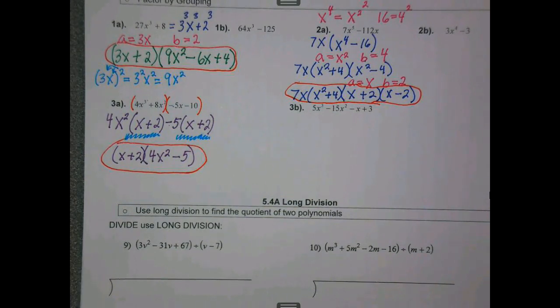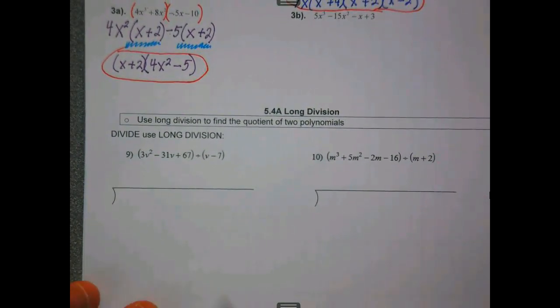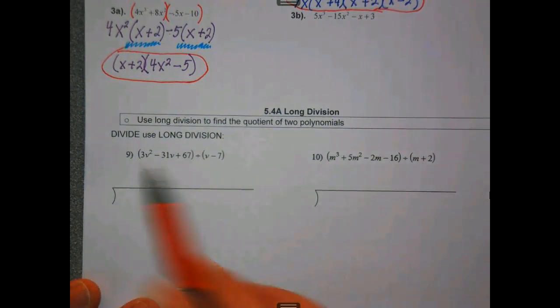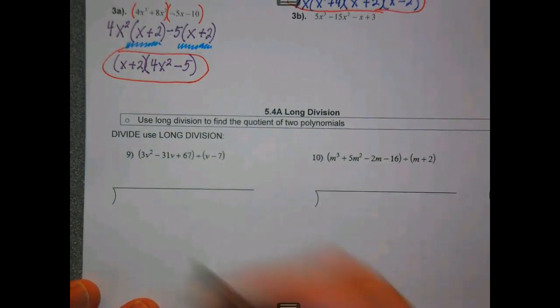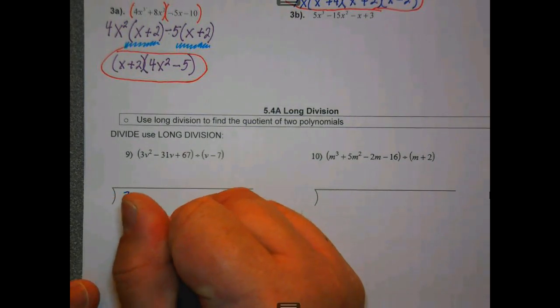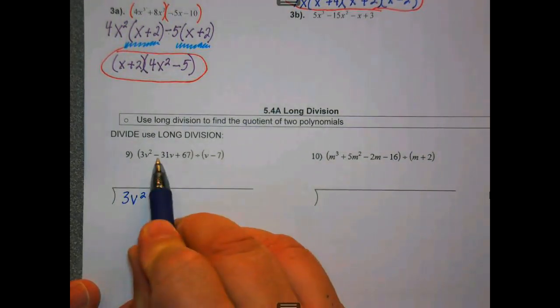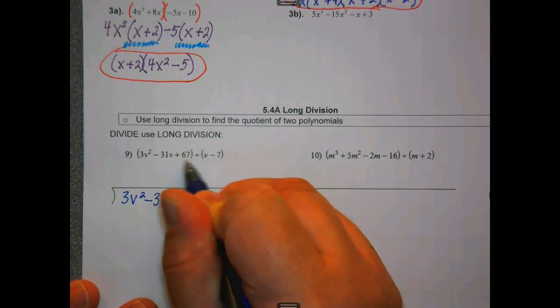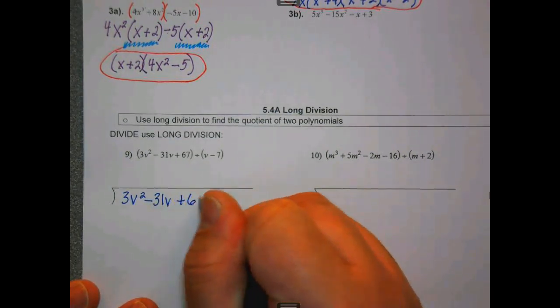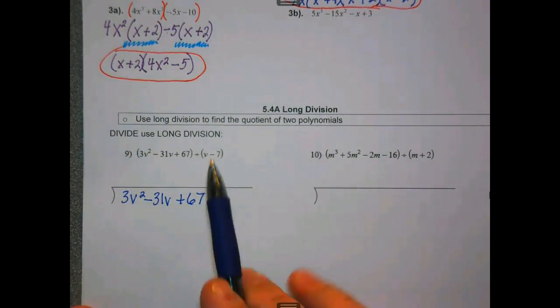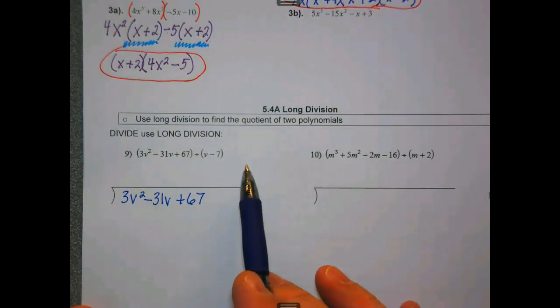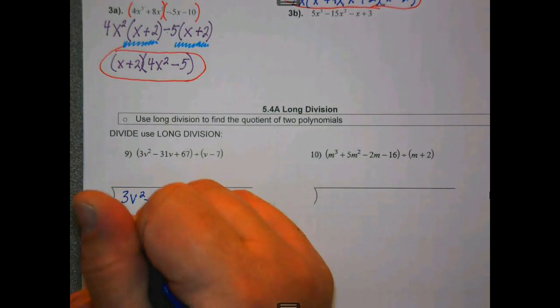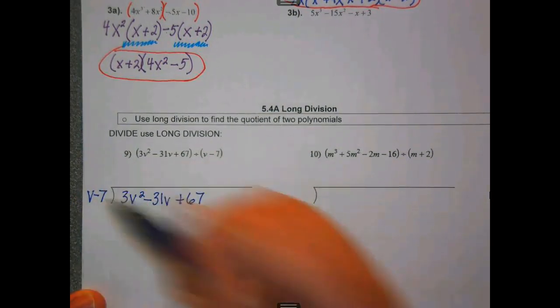All right, long division. Okay, so I'm going to take the polynomial 3v squared minus 31v plus 67. And since this is long division, we're going to use the divisor as is. v minus 7.